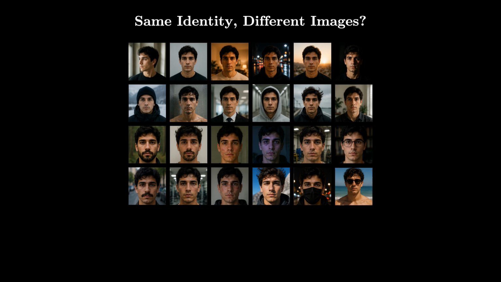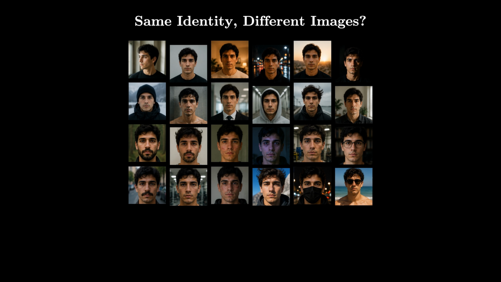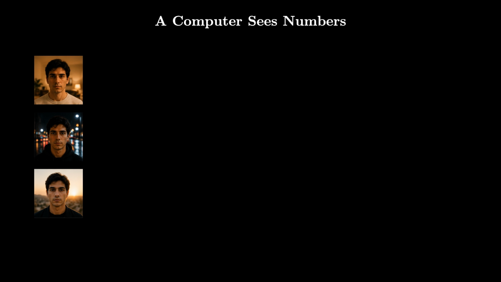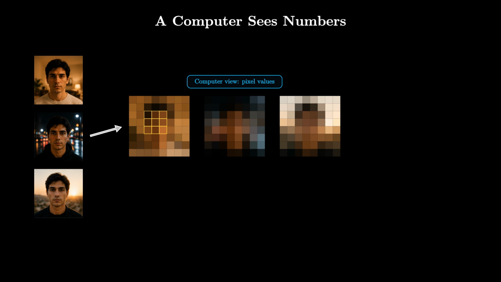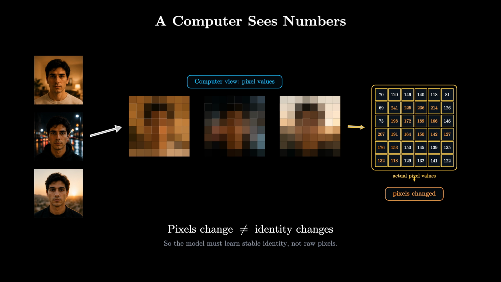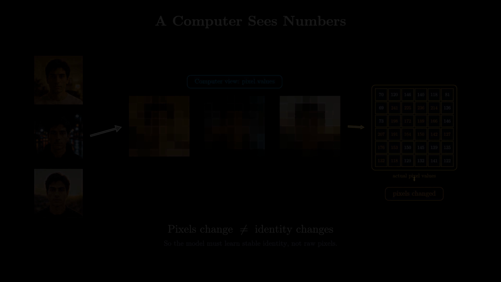Look at these images. As humans, we can almost instantly recognize that they belong to the same person. But for a computer, each image is only a matrix of pixels. When the angle, lighting, facial expression, or occlusion changes, thousands of pixels change as well. So how can a computer still recognize that this is the same face?